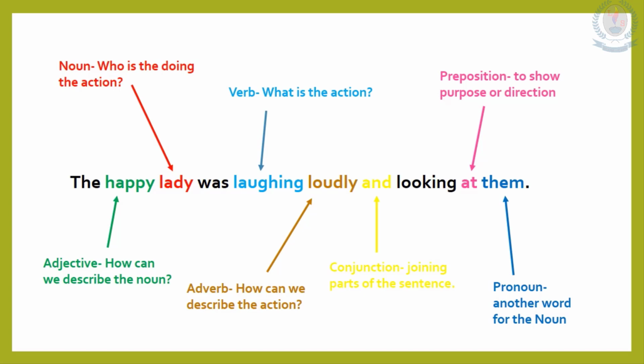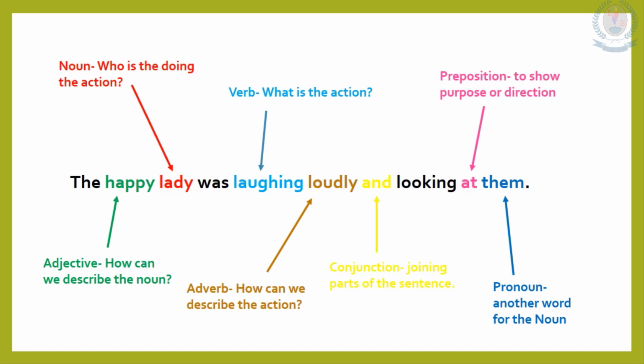Right? So, who's the noun? The noun is the person who's doing the action. So, what's the noun? Who's doing the action? The lady. What sort of a lady is it? It's a happy lady. So your adjective is happy and your noun is lady.